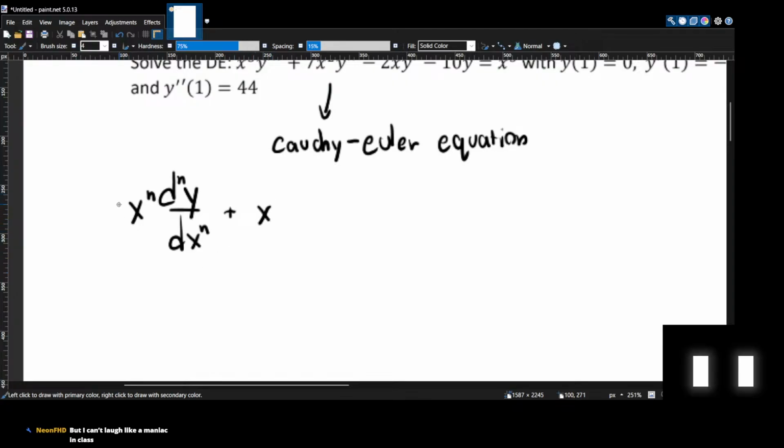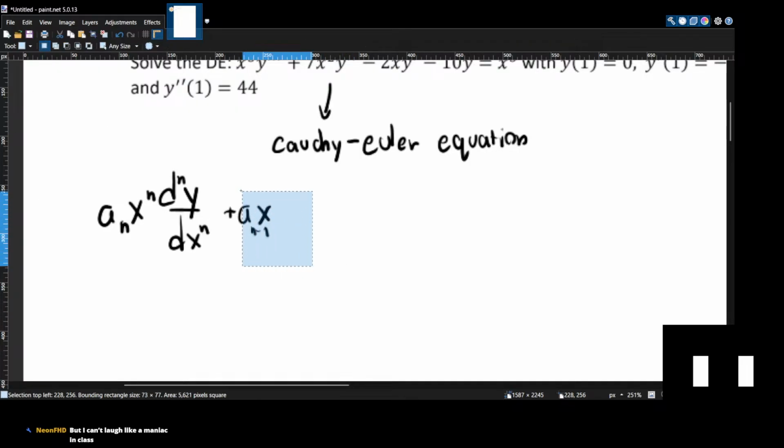Do it, Neon. Do it. So Cauchy-Euler equation comes in this form. Basically, give me a sec.